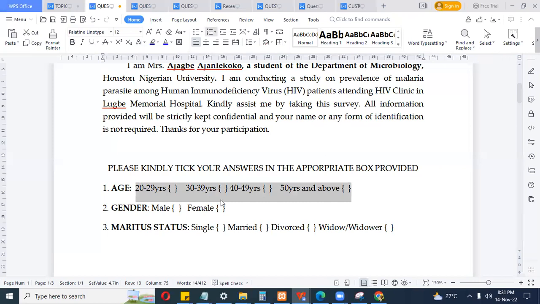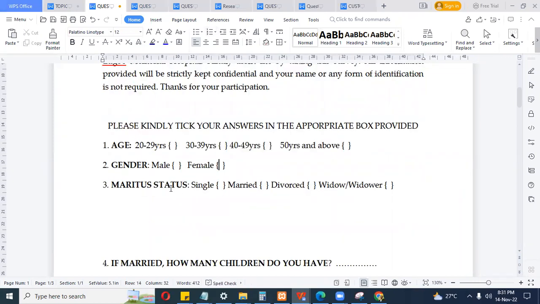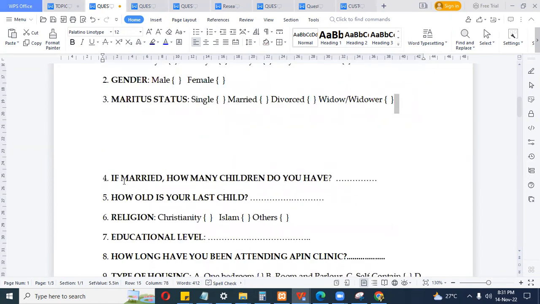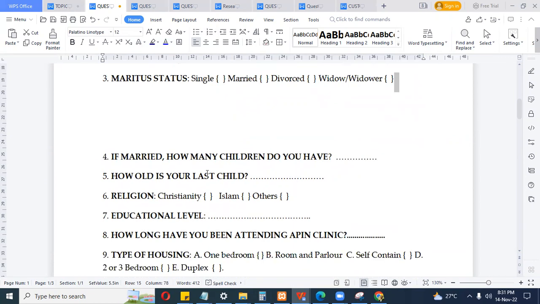You can look at other questionnaires and see what the standard is and learn from those guidelines. Gender, male, female. Marital status, single, married, divorced, widow, widower. If you choose to do this, the question is, are there other types? So you want to explore that. If married, how many children do you have? Good. How old is your last child?